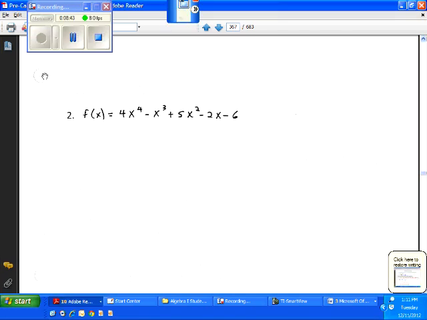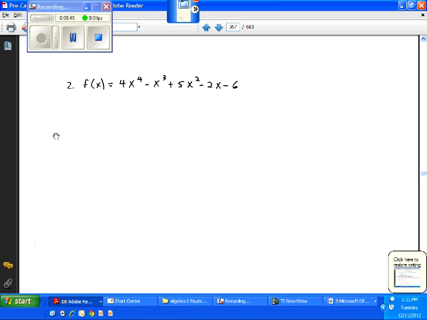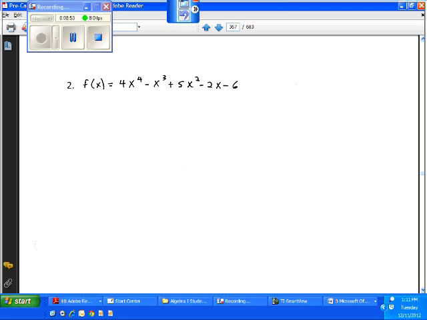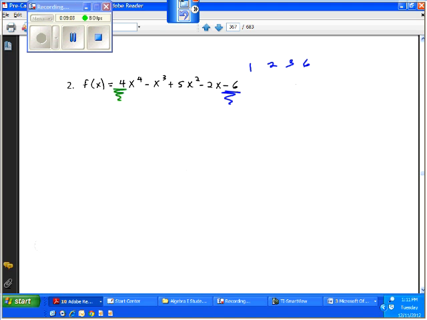Okay, so number 2. We want all the possible rational roots. This is a quartic. It's 4th power. So what we're going to do is what? We're going to take the factors of the constant. I'll keep it in blue and green just to be color-coded. And that's 1 and 6 and 2 and 3. And then we're going to take the factors of the leading coefficient, and that's a 1 and a 4 and a 2 times 2.